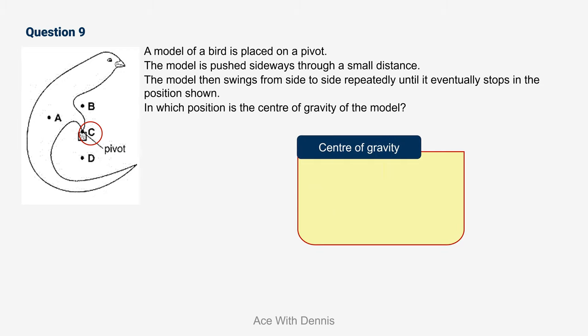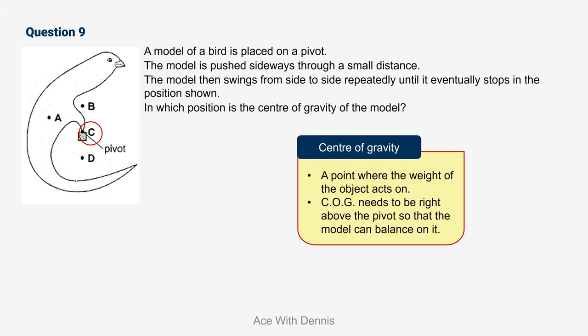This question is testing the concept of center of gravity. What is the center of gravity? It is a point where the weight of the object acts. The center of gravity needs to be right above the pivot so that the model can balance on it. Hence, for this question, the answer is C.